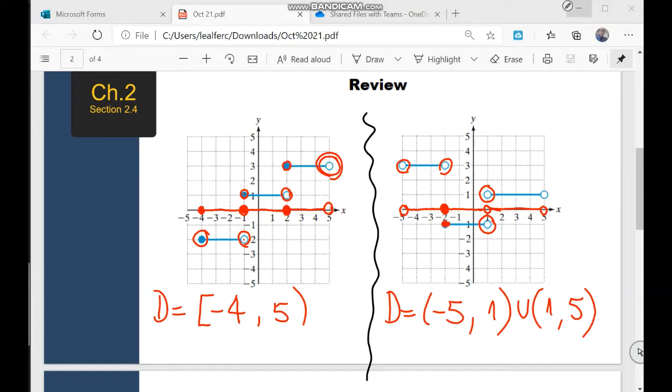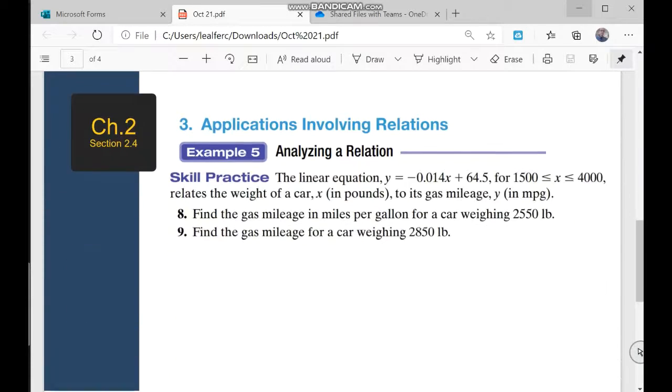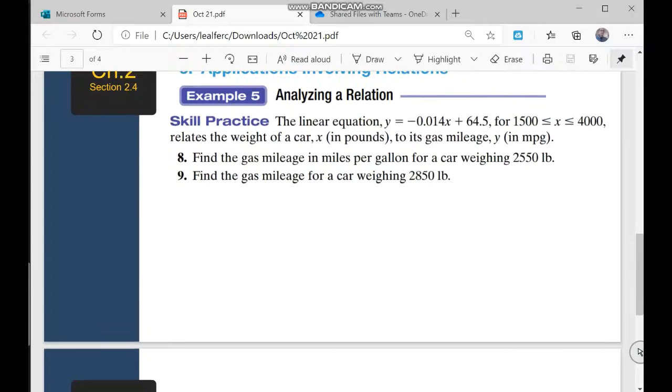And this is a review of what we saw yesterday. Let's check the topic of today's class. Today is about taking what we know about relations, about domain and range, and applying it to a real-life case. Let's check this example here, analyzing a relation. So we have a linear equation that represents a relation.